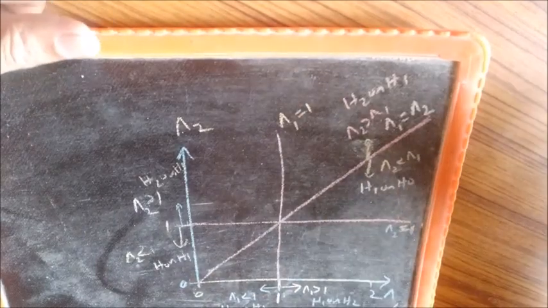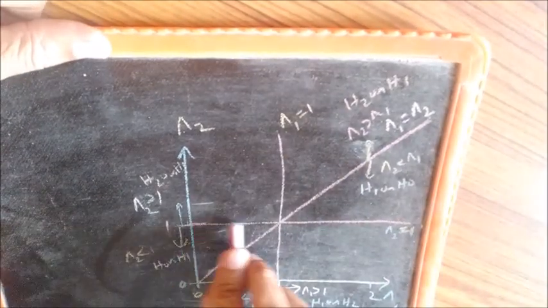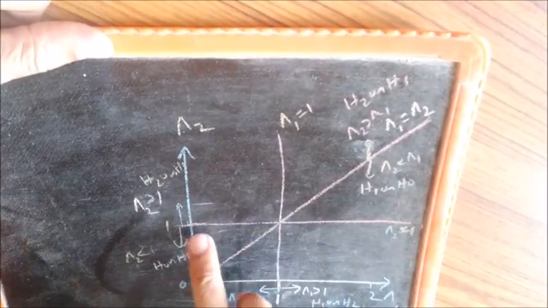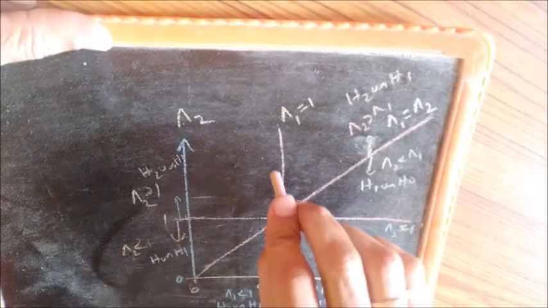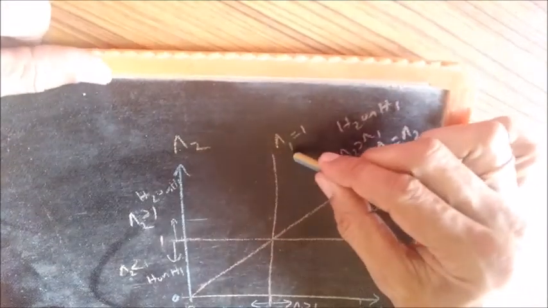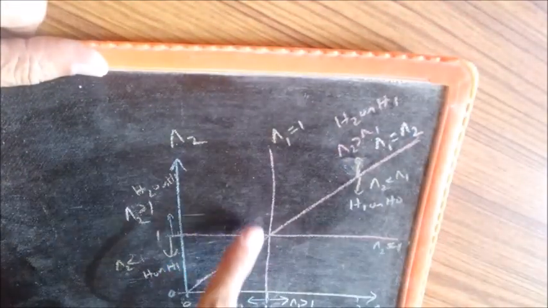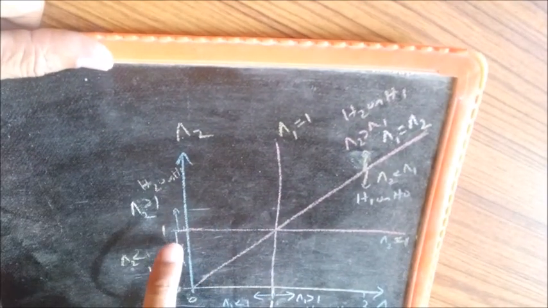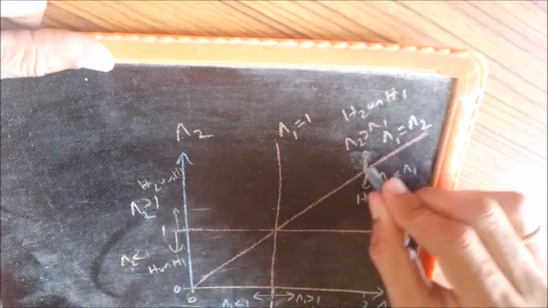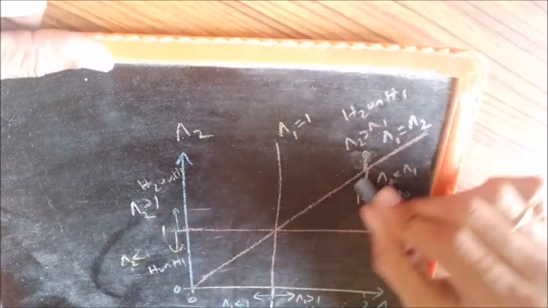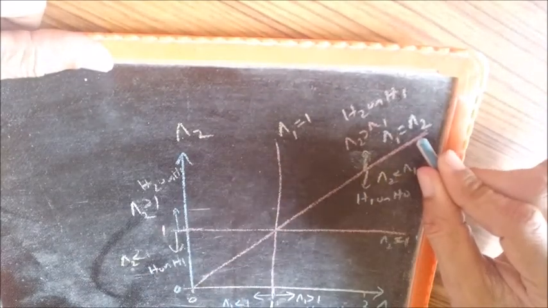Now this line is the lambda 2 is equal to 1 line, and this line is the lambda 1 is equal to 1 line. You can see lambda 1 is equal to 1, this is 1, so lambda 2 is equal to 1 is this line, and this line is the lambda 1 is equal to lambda 2 line.